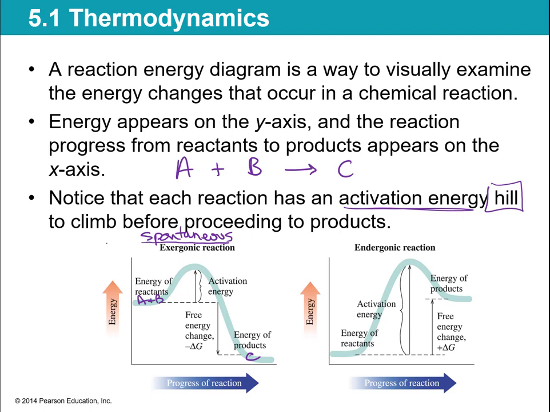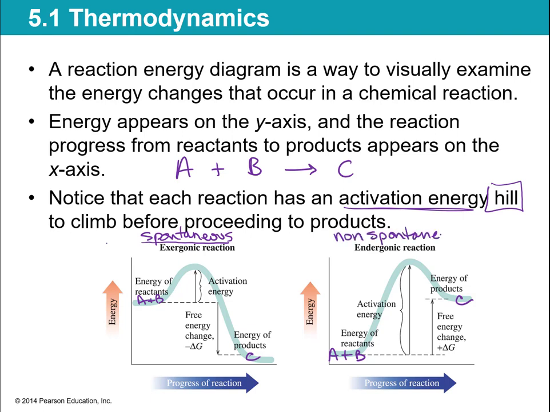But then look at the one over on this side. So over here, A and B are already pretty stable. If I want them to combine, I have to put in a lot of energy. Notice the hill looks really steep. The hill is really tall in order to make my product. My product actually has more energy than my reactants. And so that is going to require a lot more energy to get it to happen. And it's really not going to be a spontaneous process.